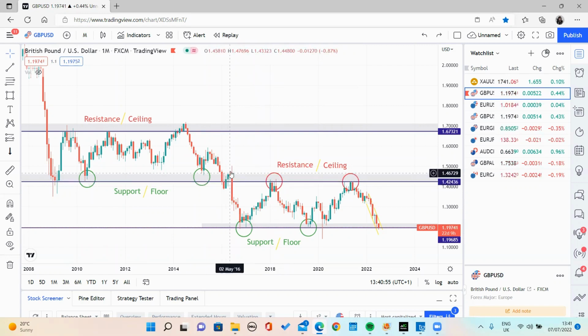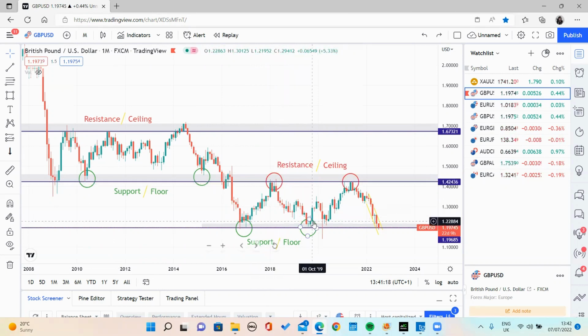Because sellers have broken this structure, what sellers normally wait to do is for price to retrace to this area to now get in, because it's gone from ranging to creating somewhat of a trend. So this would have been an area that traders would have looked for to sell, which clearly did.